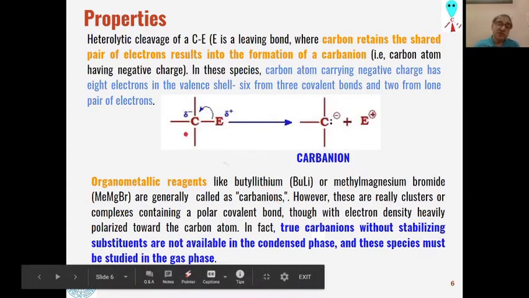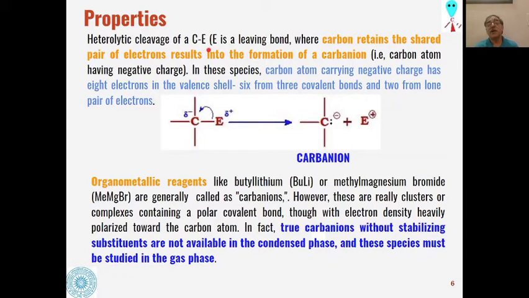Then, properties of carbanions. Carbanions are formed by heterolytic cleavage of this type of bond, where carbon has a delta negative charge and the leaving group has a delta positive charge. So basically the leaving group goes as an electrophile with a positive charge, and only then is a carbanion produced. So here carbon has the negative charge.